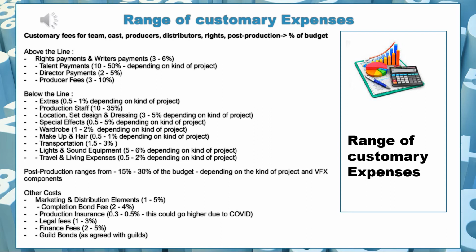Makeup and hair, I've seen anywhere from 0.5% to 1% of the budget. Transportation, anywhere from 1.5 to 3% of the budget. Light and sound equipment, 5 to 6%, again, very much driven by the project. Travel and living expenses, anywhere from 0.5% to 2%, depends also very much where you're shooting, of course. You know, if you're shooting in the south of France, it might be more expensive than if you shoot in Iowa. Post-production ranges anywhere from 15 to 30%, also very much depending on the kind of project that you're doing.